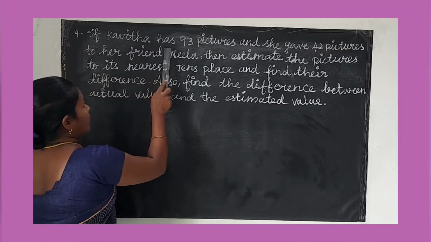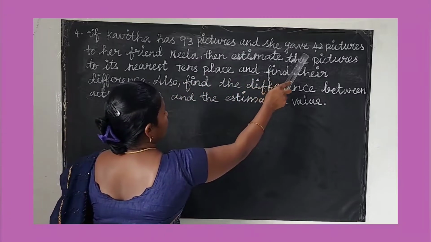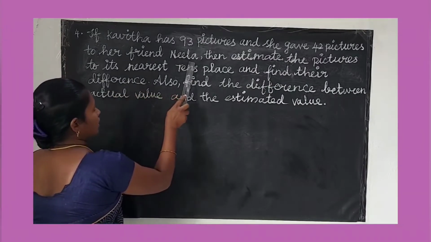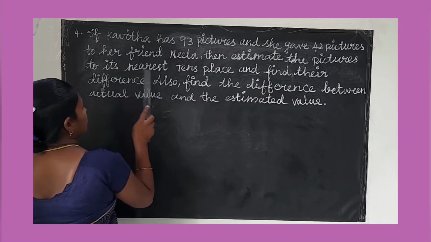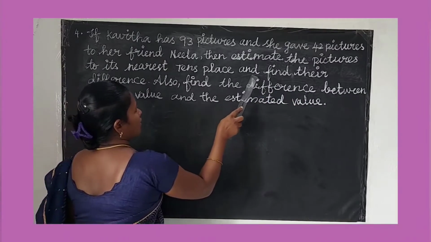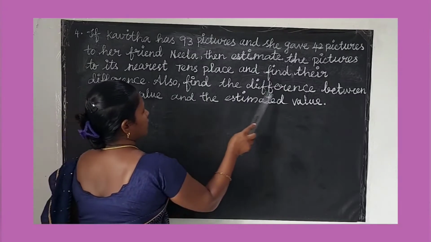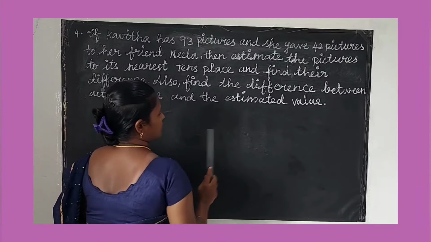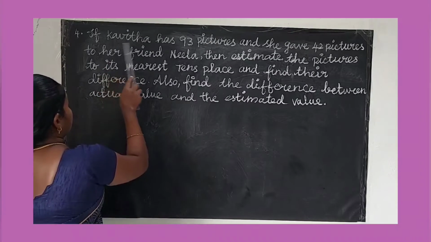If Kavita has 93 pictures and she gave 42 pictures to her friend Neela, then estimate the pictures to its nearest tens place and find the difference. Also find the difference between the actual value and the estimated value. See children, first, see the first line.